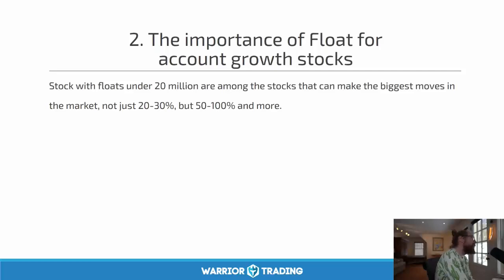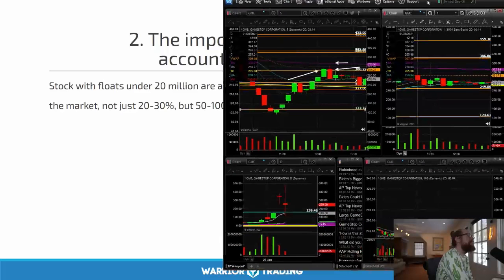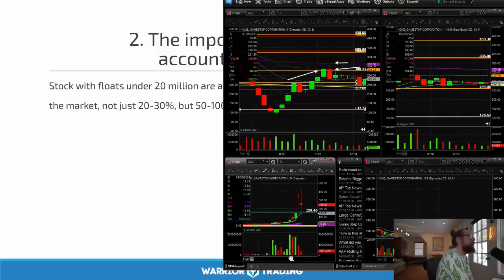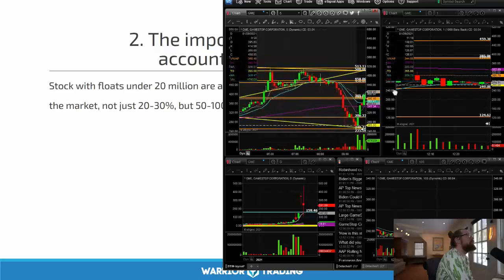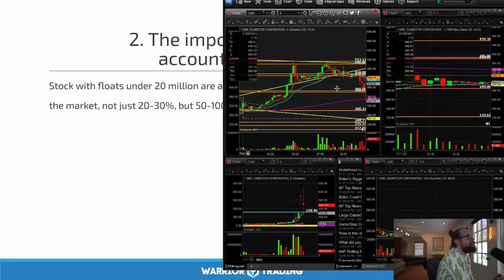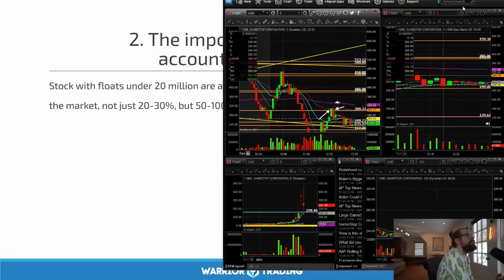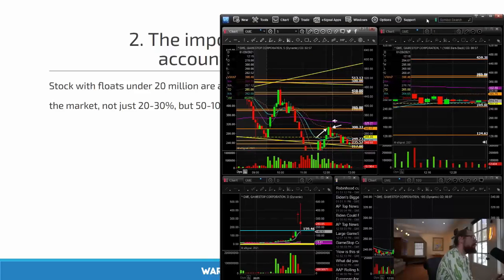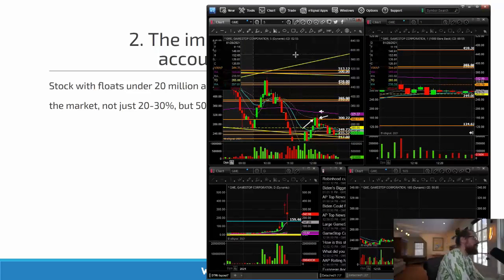So stocks with floats of under 20 million are typically among the stocks that can make the biggest moves in the market, 20 to 30%, but even all the way up to 50, 100, 200, 300, 400, 500%. Now, GME is a little bit of an exception to that, as it's made this just unbelievable move from like $20 up to $500. Today, it hit a high of $513, which is crazy. So this is a little unusual, but the float's about 50 million. It's still pretty low.